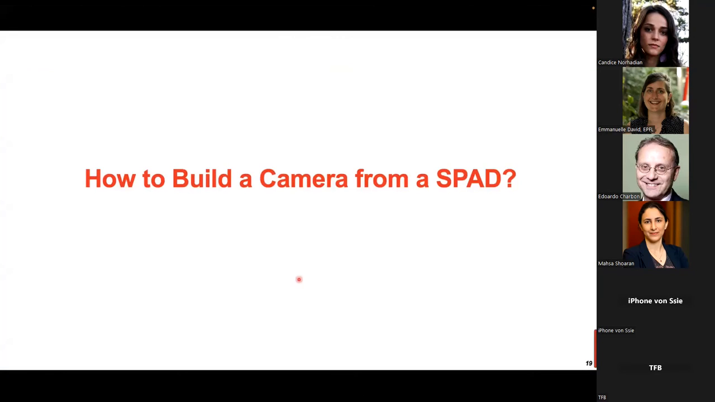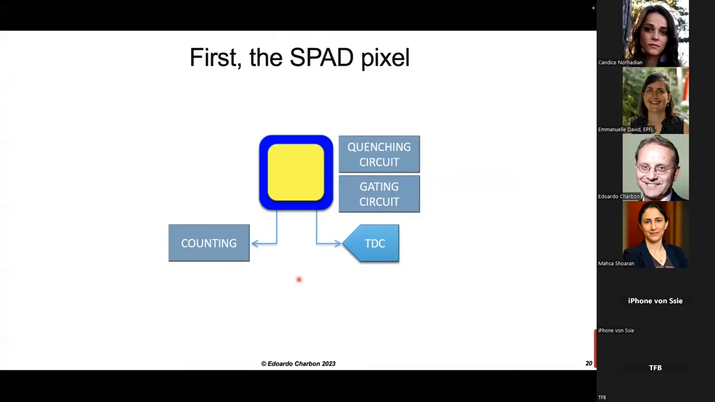Okay, so how do we build a camera out of a single SPAD? Well, we've seen that we need a quenching circuit, we need a gating circuit, but then what do we do with the pulses that come out of it? Well, we can perform counting, and we can perform time of arrivals. This is an example of a TDC, or time-to-digital converter, that allows you to do that seamlessly.